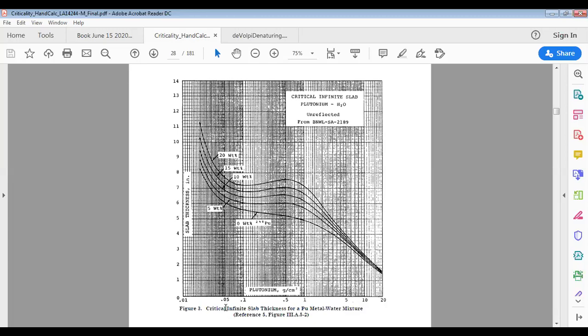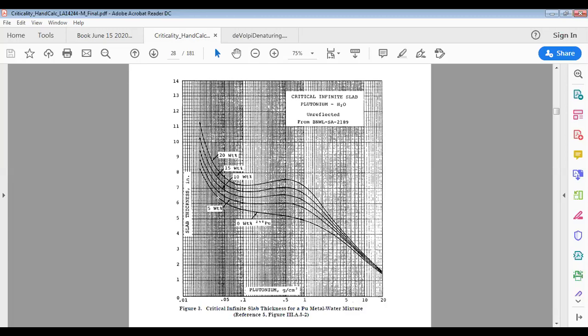So now look at this. On the x-axis, you've got concentration of plutonium in grams per cubic centimeter. And remember, it was grams per liter. So we had grams per 1,000 cubic centimeter. On the y-axis, it shows you the slab thickness in inches. So this is the case. So this is 5 weight percent of plutonium. Oh, sorry, this is 0 weight percent of plutonium-240.